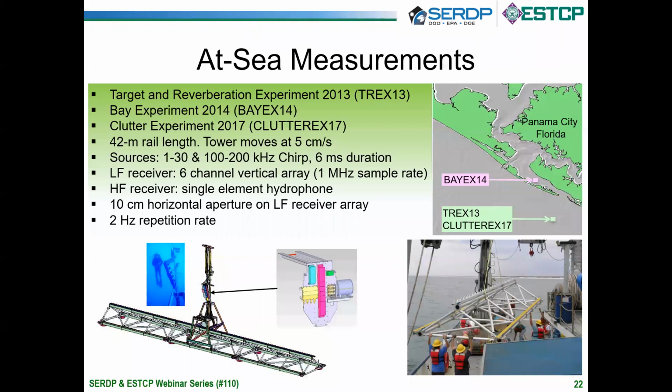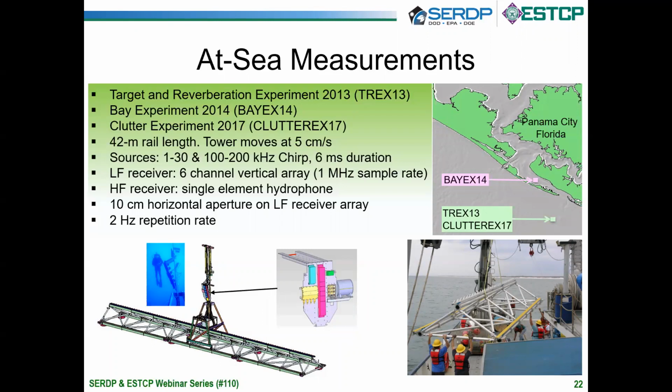The way our at-sea measurements were conducted is a 42-meter long rail, and there's a picture of only 21 meters of it at the lower part of this slide, was deployed off the research vessel Sharp, and a target field was then constructed in front of the field of view of the sonar. On the rail system, we have a tower that could travel along the rail at 5 meters a second, and every half second it would ping, allowing us to collect sonar data that is sufficiently sampled to allow us to do synthetic aperture sonar.